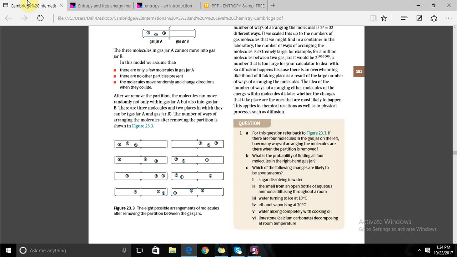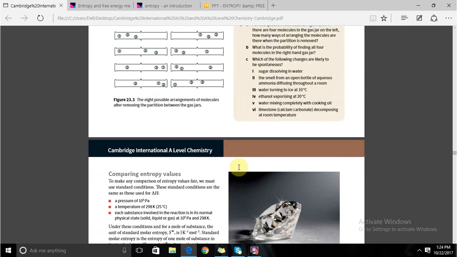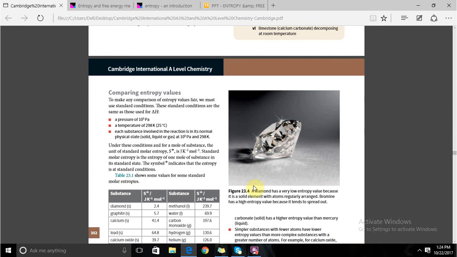Limestone decomposing at room temperature. Spontaneous because you'd have to give an initial input, but it will continue doing what it is doing afterwards. We won't need to give it a constant supply of heat, because if we give it a high enough heat, it will continue decomposing. We will look at the answers to these later to make sure that what we said was right or not. Now for a pause.